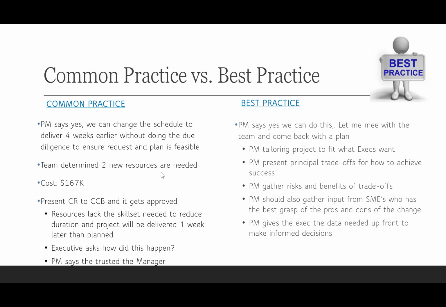Okay, so if they come in and say we need to pull in the project 4 weeks, he's got to figure out a way to get that done. He also has to make sure that he's using trade-offs for how to achieve success. So basically what that means is if the request is to pull in our date by 4 weeks, what kind of implication does that have on our scope and our cost?